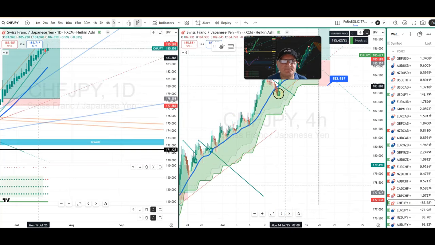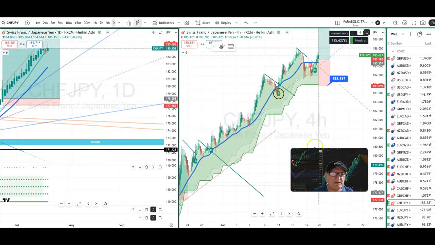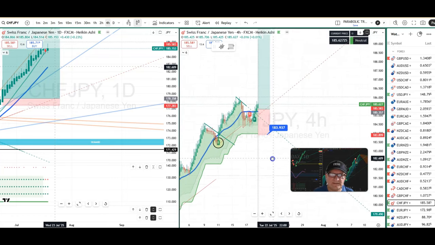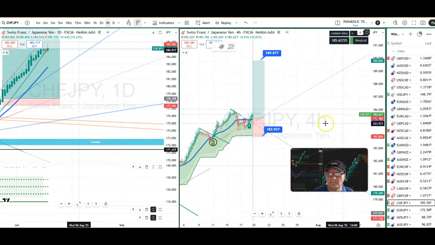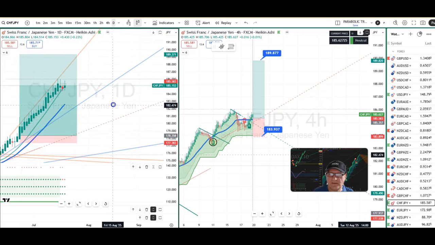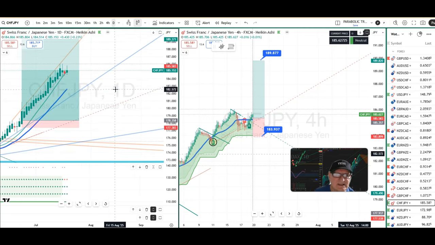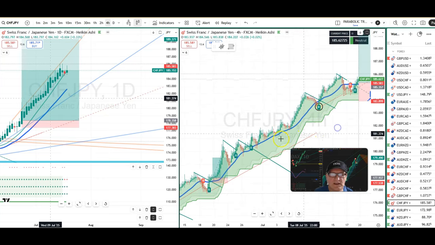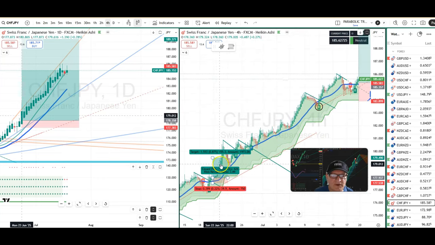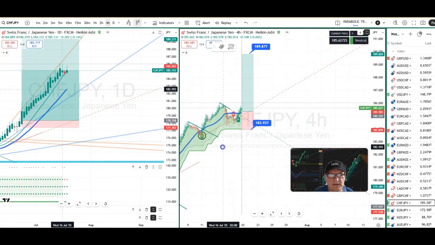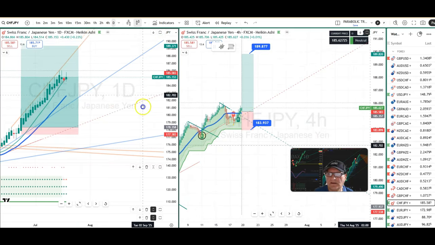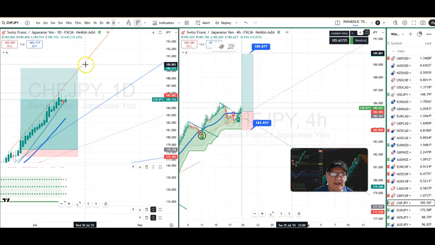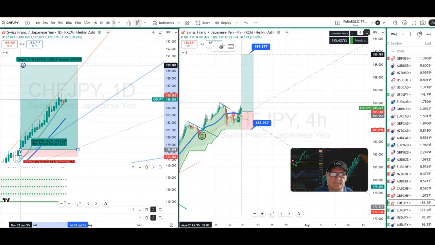On to the yens. Oh, we've had a lot of fun with the yens, haven't we? Swiss yen to the upside. You're going to see some correction at some stage, but at the moment we're seeing breakouts, breakouts, breakouts. Heading for 189.87. Trade at your own risk.